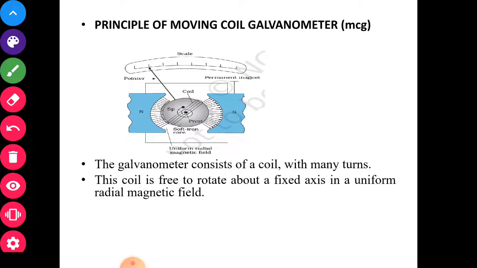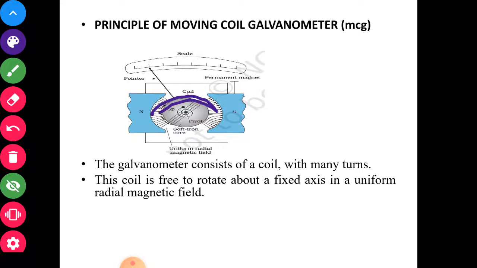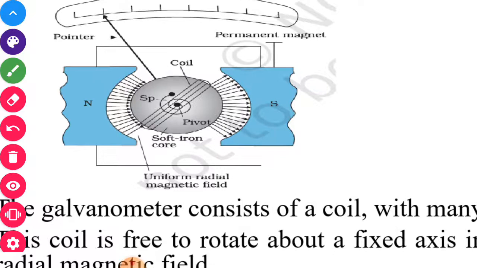So the coil is free to rotate about a fixed axis in the uniform radial magnetic field. Here this coil can rotate this way, left and right. This center, which is shown by the black dot, is the axis about which it rotates, and this circular part which I am showing, denoted by SP, that is a spiral circular spring.